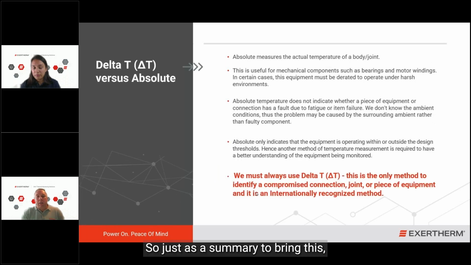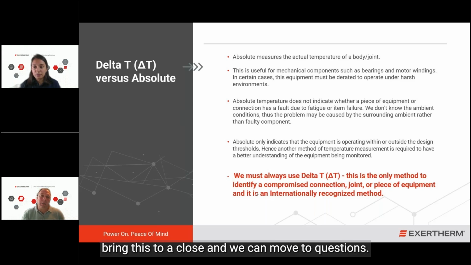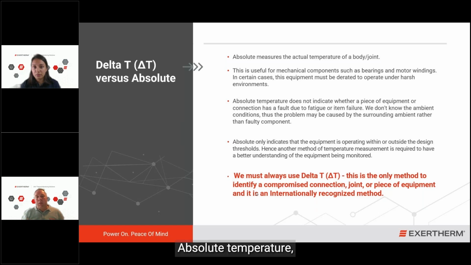So just as a summary, to start to bring this to a close, and we can move to questions. Absolute temperature has a purpose, but it only measures the temperature of a body or a joint or an object. And it's great for mechanical components, bearings, motors, pumps, gearboxes, which all have a maximum operating temperature.